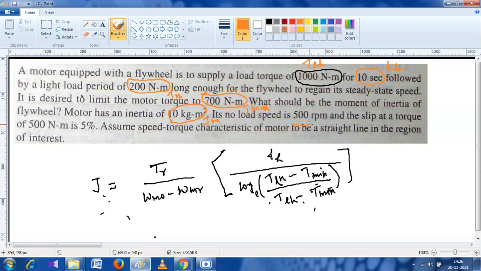And the no load speed. What is the value of the no load speed? 500 RPM. And it is represented by omega M0. And the slip at the torque of 500 newton meter is 5%. That means we have to determine omega mr, and the value of TR at that time is 500.